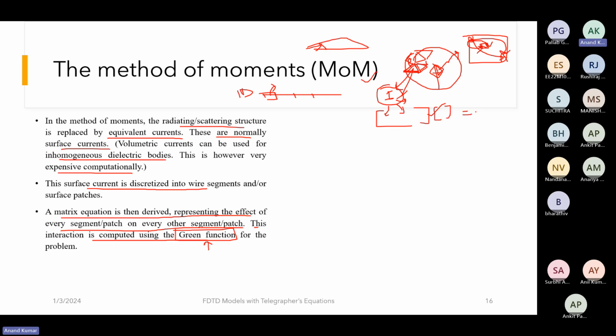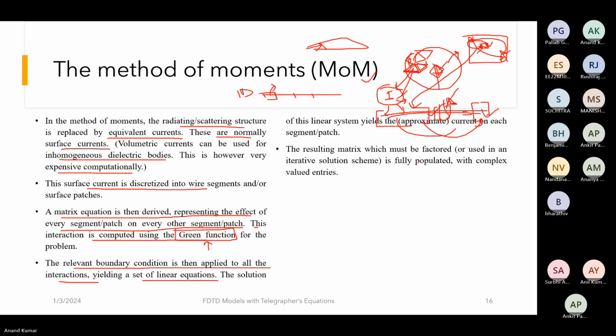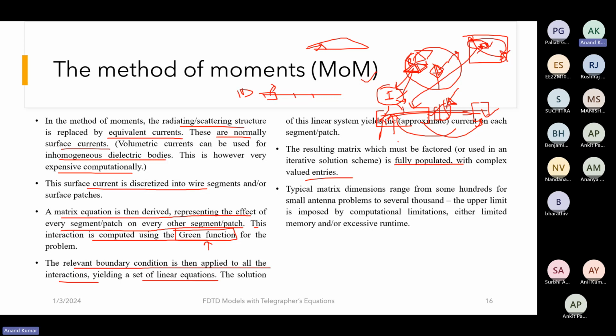and then you will have your unknowns, which will be equated to some boundary conditions. These interactions will be filled over here, your unknowns will be here, and you have your boundary conditions, and then you do the inversion and get the values for your unknowns, which are over here. So this is how we go about it in the method of moments. The relevant boundary condition is then applied to the interactions using a set of linear equations, which you can write in matrices. And the resulting matrix, which must be factored, is fully populated with complex-valued entries. So these entries could be complex values as well.